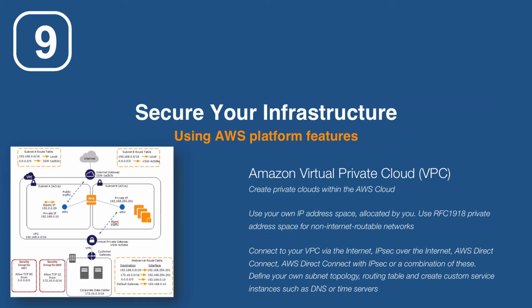It's a very important construct, a very important feature in terms of creating your own private clouds within the AWS cloud. It allows you to bring in your own address space, your own subnet topology, and to maintain and control your own routing table, your own network access control lists, NACLs, which you might apply to those subnets to restrict or allow traffic to and from them, and also to create custom service instances such as DNS, time servers, content filtering instances and the like, which you might build inside those VPCs.